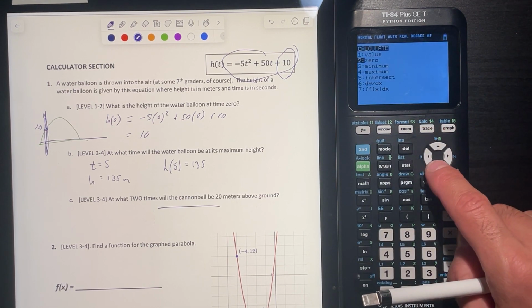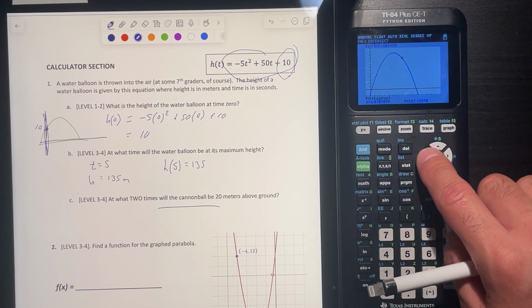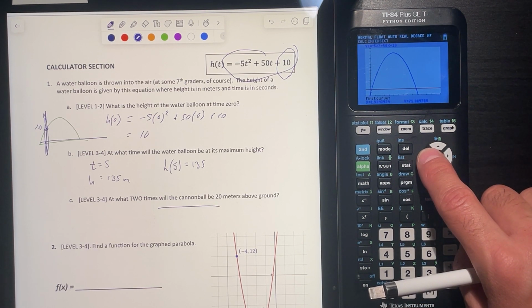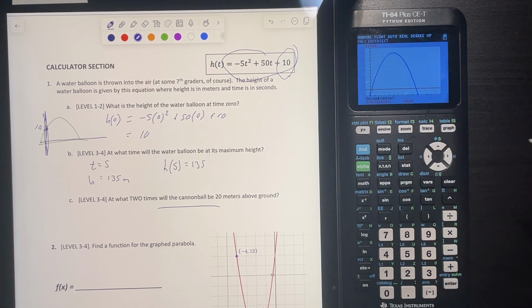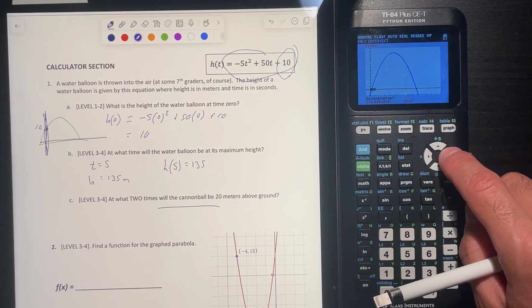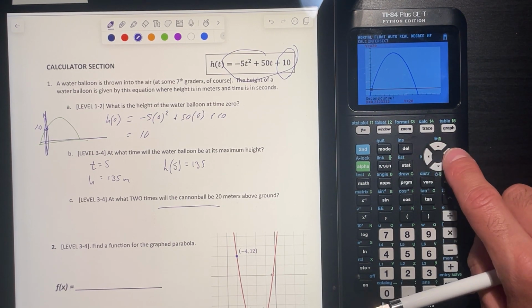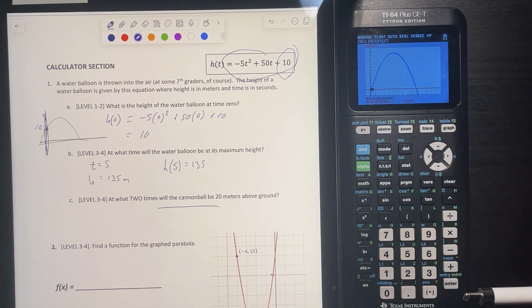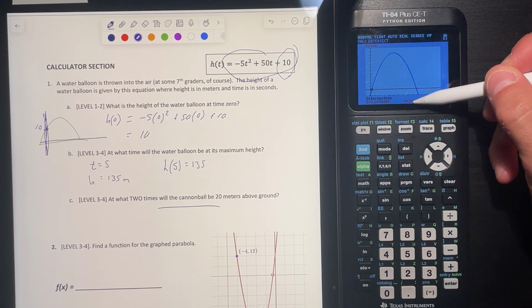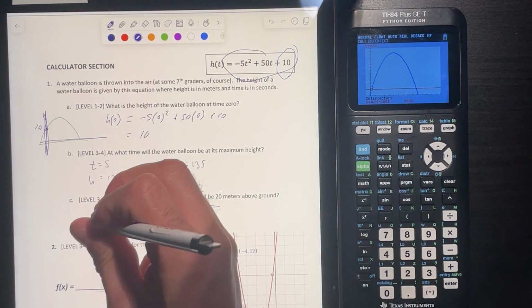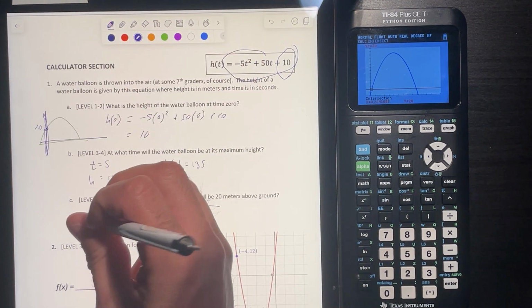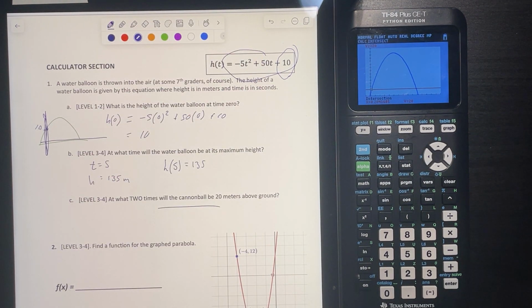So calculate an intersection. It says first curve. We're going to have to do this operation 2 times. So the first curve means I'm on the blue, get close to the intersection you want. So we'll do this intersection, hit enter. It says second curve. Now notice that I'm on the red curve, the red line, and we're trying to find the exact same spot. So hit enter, and then guess, hit enter again. So 20 meters, that happens at 0.204 seconds. So when time equals 0.204 seconds.